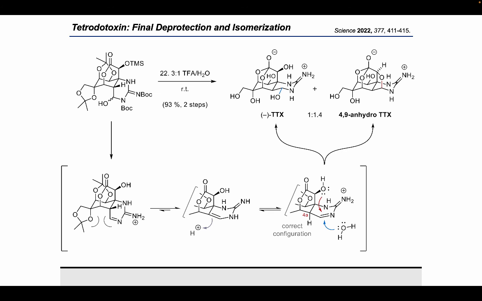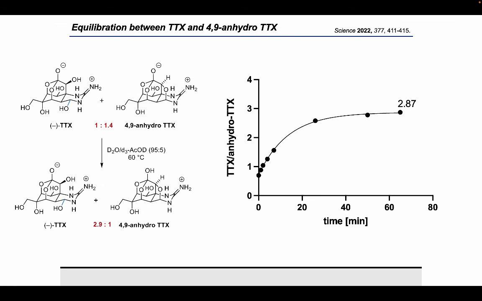Protonation from the bottom re-establishes the imine, which can now be trapped by either water to give tetrodotoxin or the C9 alcohol to generate 4,9-anhydrotetrodotoxin, which was formed in a 1:1.4 mixture. As already shown by other groups, the mixture can be equilibrated in an aqueous acetic acid solution. In our case, we moved from a 1:1.4 mixture to a 2.9:1 mixture with tetrodotoxin as the major product.